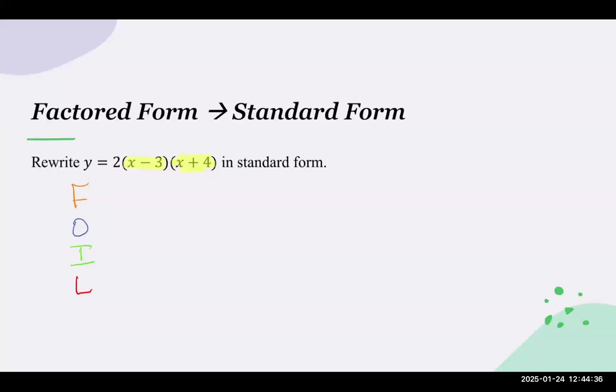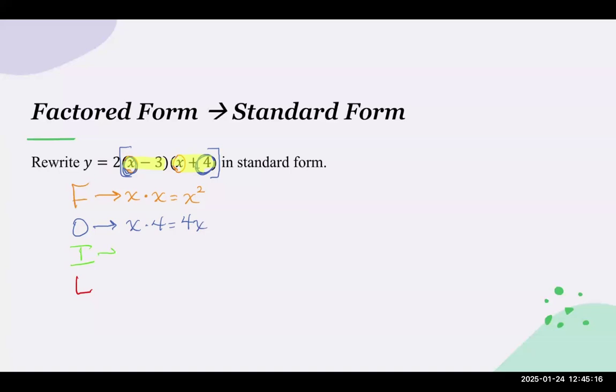So the F in FOIL stands for firsts. That means in the two binomials, we want to multiply the first terms together first. So we'll take the x from the first binomial times the x from the second binomial, and we'll get an x squared. Then we move to the O. O stands for outsides. If we look at these binomials together as a unit, the outsides of this whole thing are this x and this 4. So that's what we multiply together next to get a 4x.